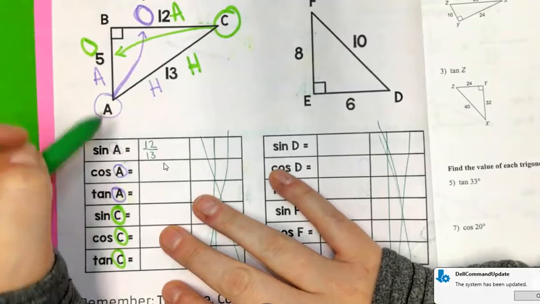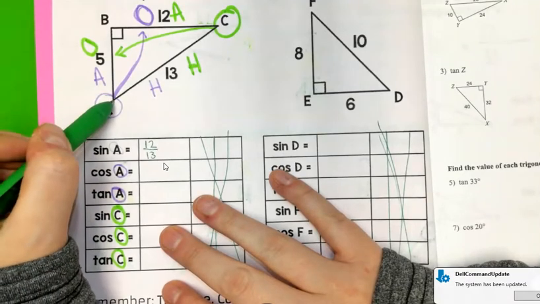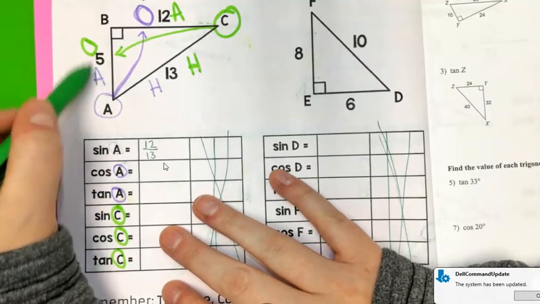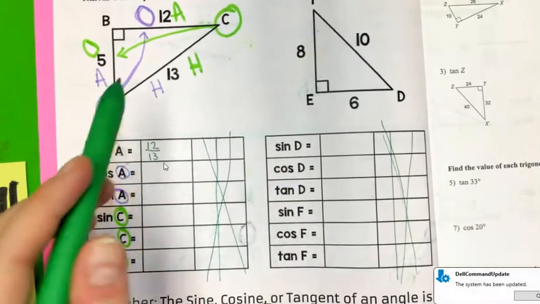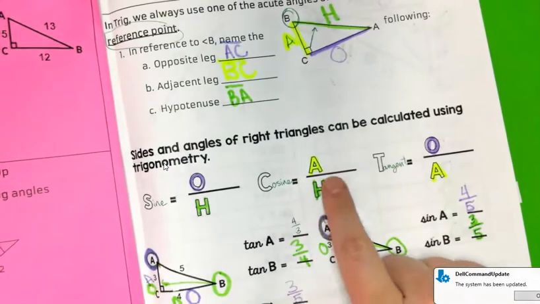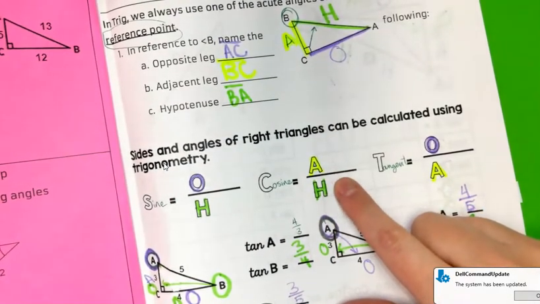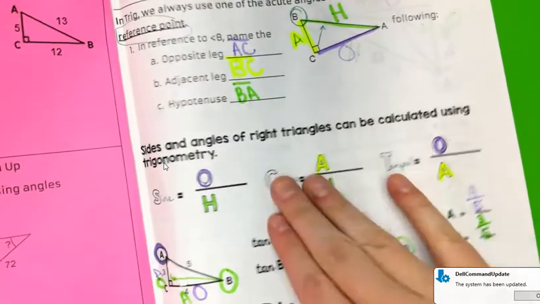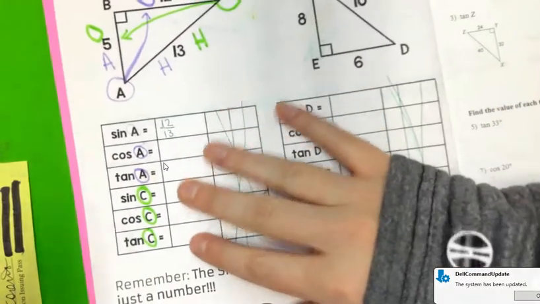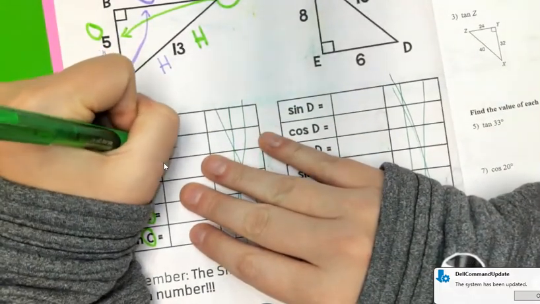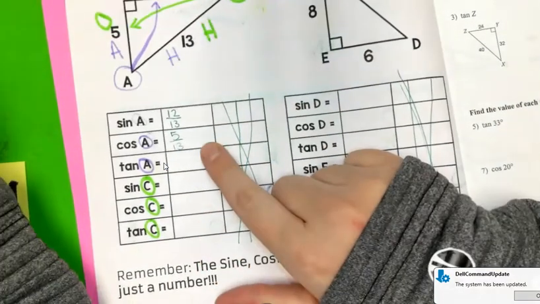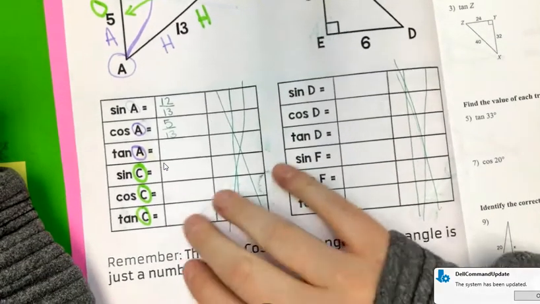Now we want cosine of A. Cosine of A is going to be the adjacent over the hypotenuse. And if you're like, how do you know that, miss? Well, cosine is A over H, that is our trig function. That is what cosine is. It's always adjacent over hypotenuse. So adjacent to A is 5, the hypotenuse is 13. These cannot be simplified, so we're done.